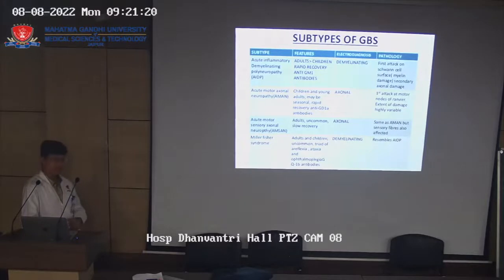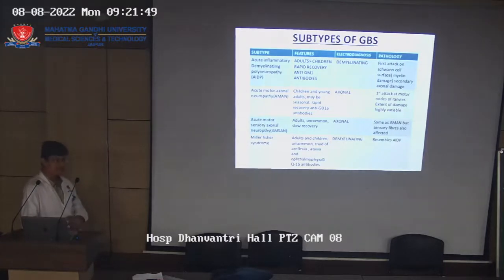Another variant is acute motor sensory axonal neuropathy. In acute motor sensory axonal neuropathy, there are motor features as well as sensory features, and there will be a predominance of the axonal part. It is usually seen in adults. It is uncommon, the recovery is slow, and the electrodiagnosis shows axonal predominance. The pathophysiology is the same as acute motor axonal neuropathy, but the sensory fibers are also affected.